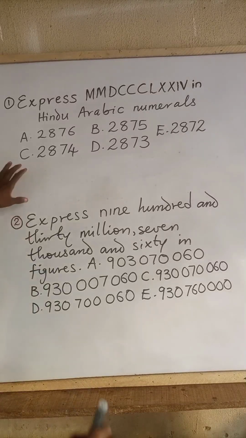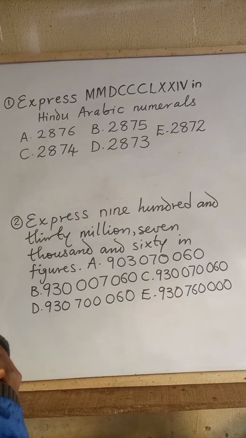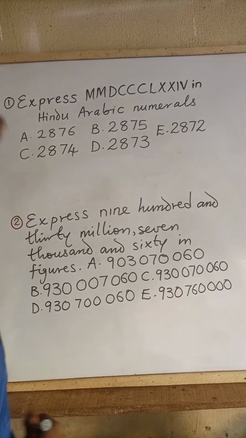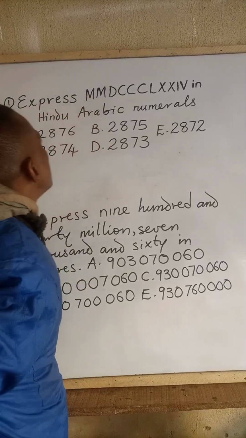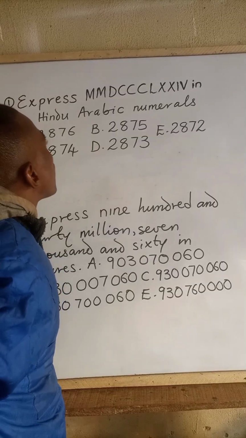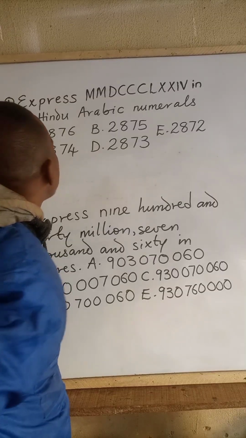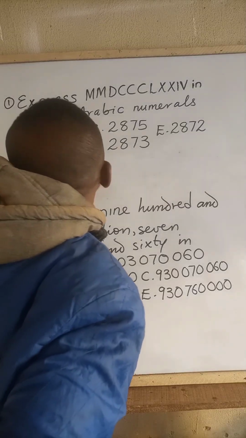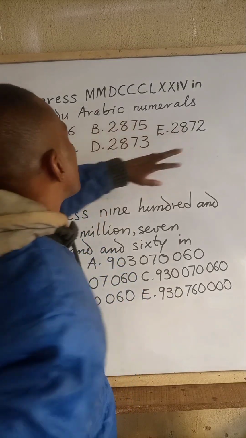This is 2025 National Common Entrance Examination past question. And the first question that we have here says, express MMDCCCLXXIV in Hindu Arabic numerals. And they gave us these options.